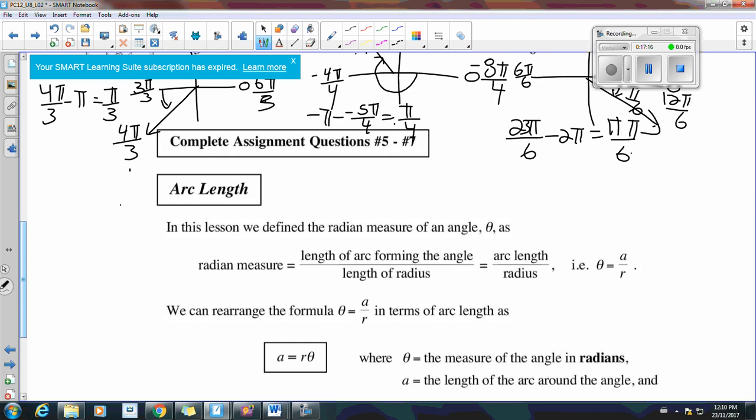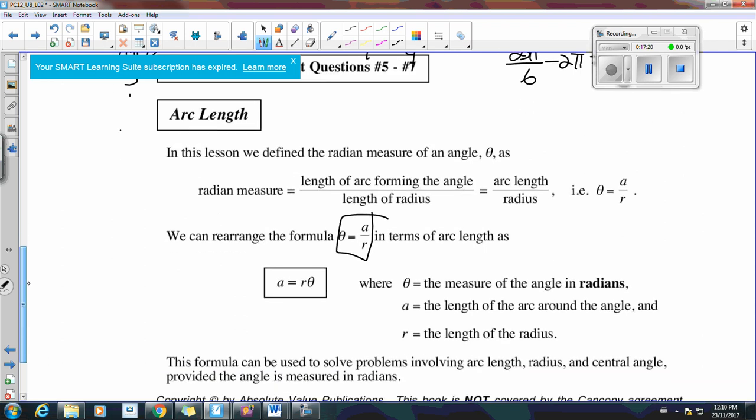It is written like this on your formula sheet. We can rearrange the formula so theta equals a over r, in terms of arc length as a equals r theta, but that's not the way they have it on your formula sheet. They have it this way. The most important thing about this formula is that angle is in radians. That part is not specified on your formula sheet, so you need to remember that in this formula, theta has to be in radians or the relationship doesn't hold.